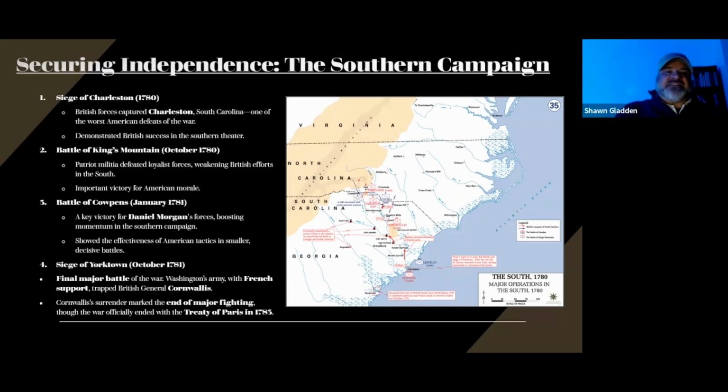In January of 1781, at the Battle of Cowpens, General Daniel Morgan, another one of the unsung heroes in the American Revolution, achieved a key victory using clever tactics to trap British forces. Morgan's forces feigned a retreat, drawing the British into an ambush.